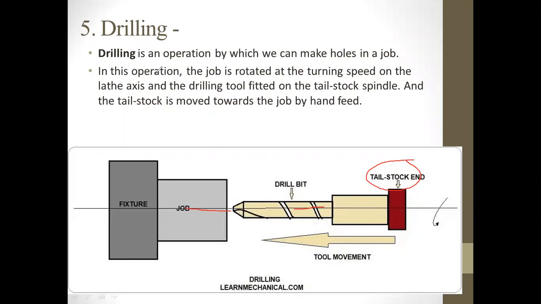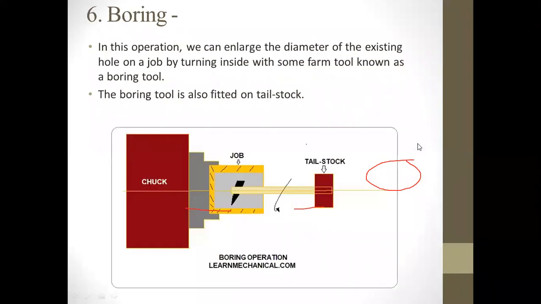And see, the next operation is the boring operation. In the boring operation, it is possible to increase the size of the drilled hole only. In this operation also, the tool is fixed on the tailstock, and in boring operation the axis of the tool is coaxial with the axis of the job or the chuck. This boring operation is done after completion of the drilling operation only.